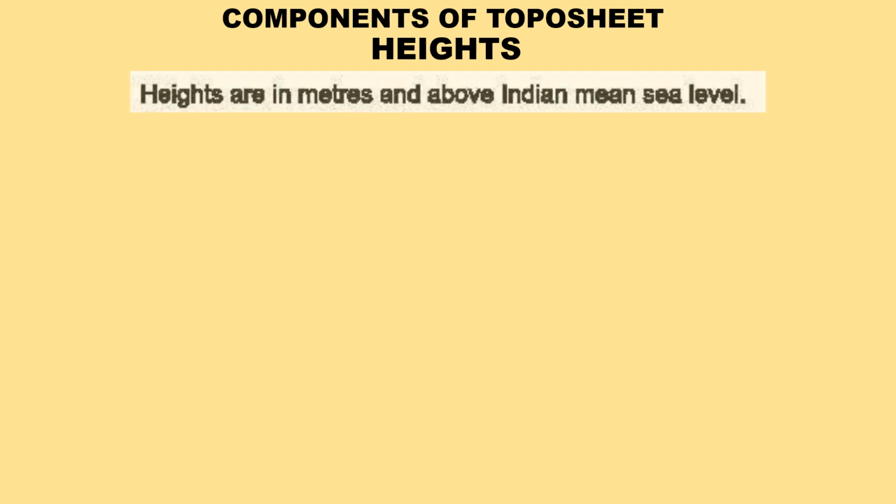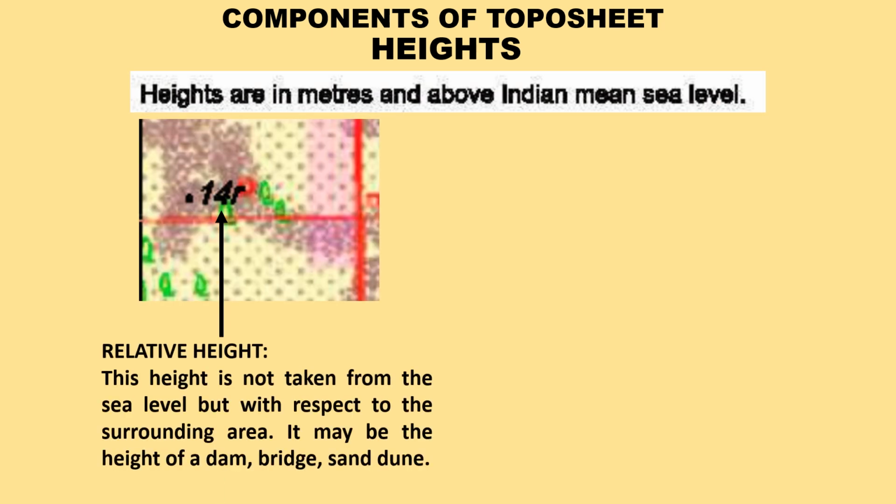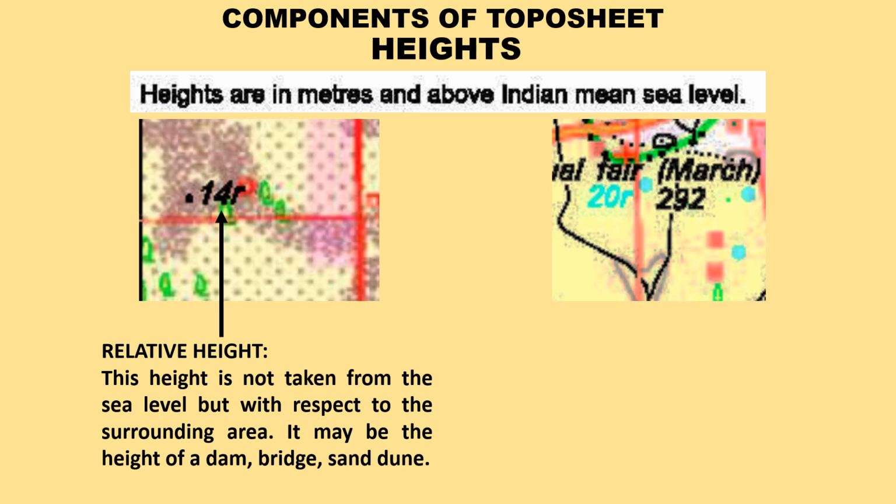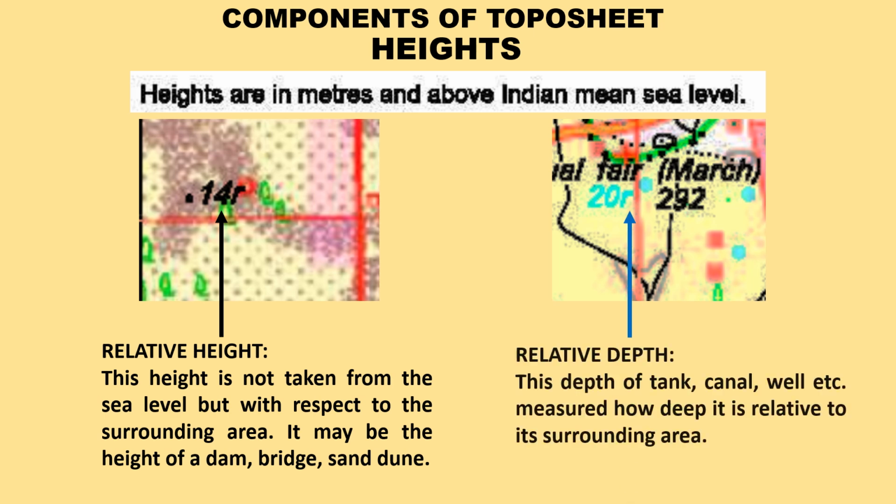Next, which we get to see is the relative height. This height is not taken from the sea level but with respect to the surrounding area. It may be the height of a dam, bridge, sand dune. The next one is the relative depth. This is the depth of a tank, canal, well, etc., measured how deep it is relative to the surrounding area.